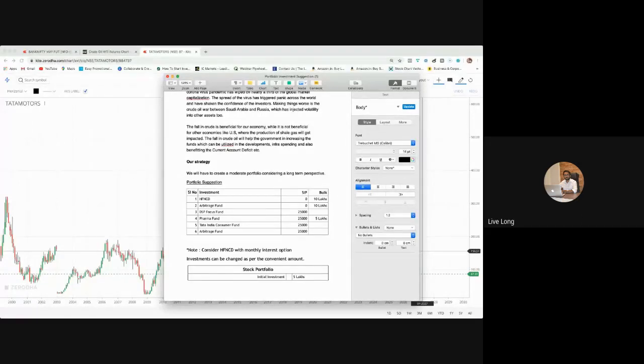I have heard that over 10 to 15 years or 20 years, we get exponential returns. Yeah, definitely. The earlier you start, the better it is.